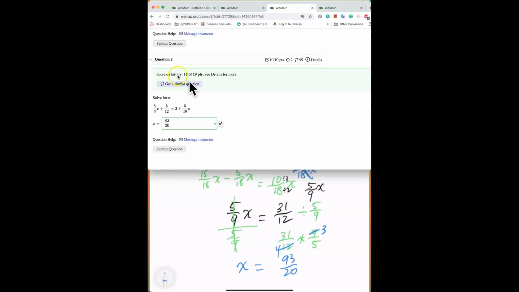So try a similar question, see how you do. And if you get into trouble, message me through the app, through WAMAP, and we can meet up and talk.